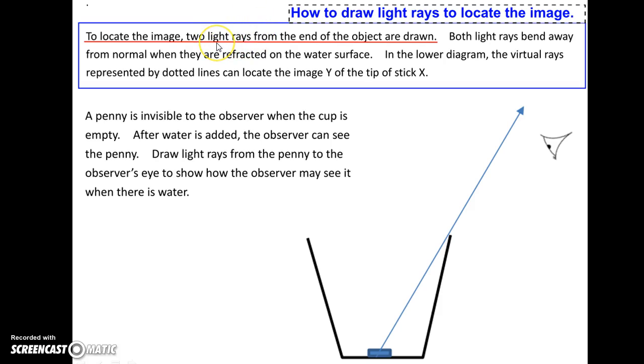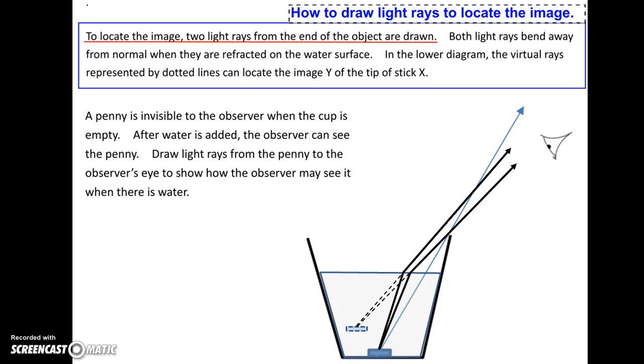We use the same scale to complete the diagram, but before that we draw an arrow along this direction, just next to the edge of the cup, and then this light ray does not pass to the observer's eye. This shows you that the observer cannot see the cone before water is added. When water is added, then the light ray may go this way. And don't forget that you should draw two light rays from one point of the cone, and afterwards draw the virtual rays in order to locate the image.